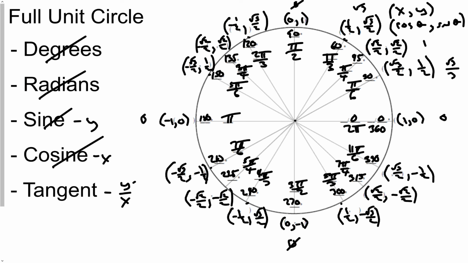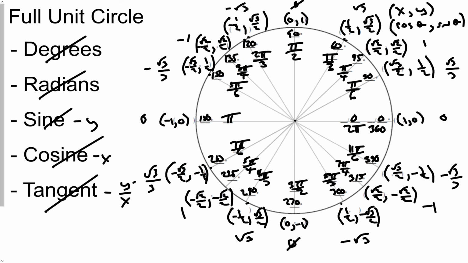Okay? Now, the tangents are the same all the way across, except now we have a positive divided by a negative, so it's negative radical 3, negative 1, negative radical 3 over 3. Negative divided by a negative is now a positive, so that's positive radical 3 over 3, positive 1, positive radical 3, and back to negative in the third quadrant. Okay? And so that is the full unit circle with degrees, radians, cosines, sines, and tangents.